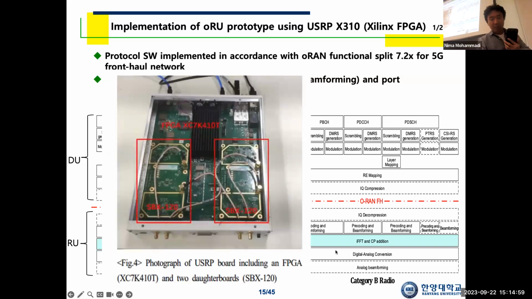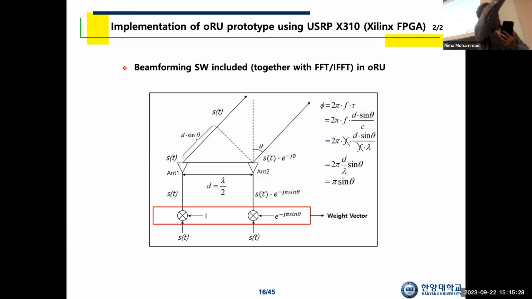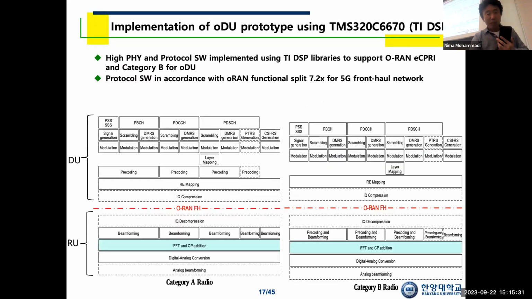Now, this is the photograph of the USRP which implemented the ORU emulator, okay, which employs 2 daughter boards, once again, 2 daughter boards, to support a 2-antenna array system to provide a nicely shaped beam pattern to the direction of the user equipment, okay? We'll see that later. This is the principle of beamforming.